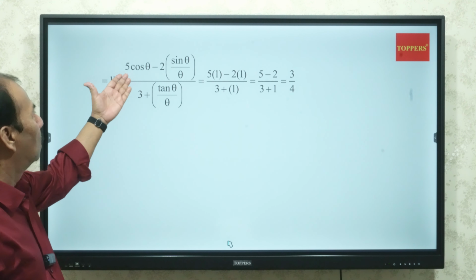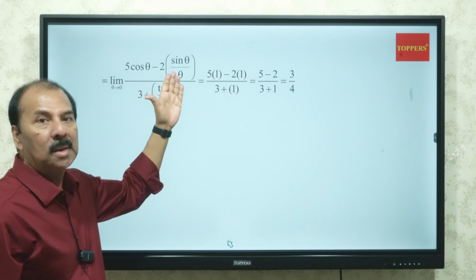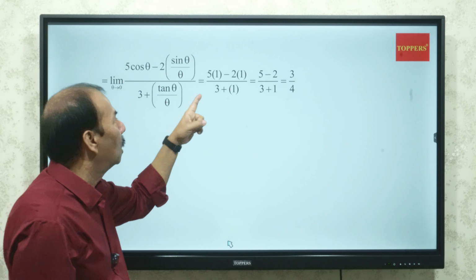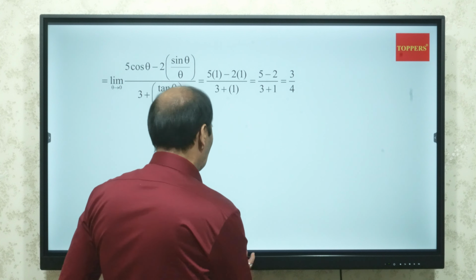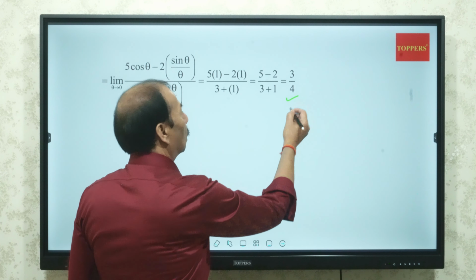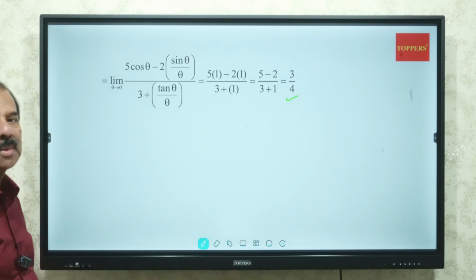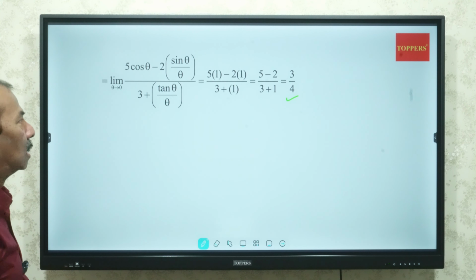So you can just see here, all these terms are eliminated and the remaining are in the standard format. Simplifying the value, we are getting 3 by 4. So the limiting value of this function is equal to 3 by 4.